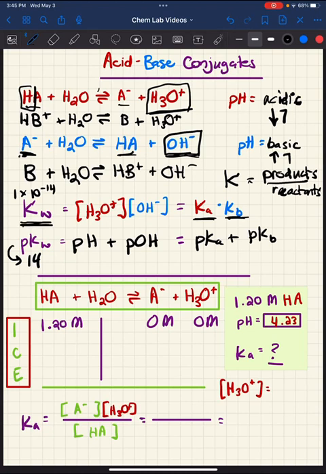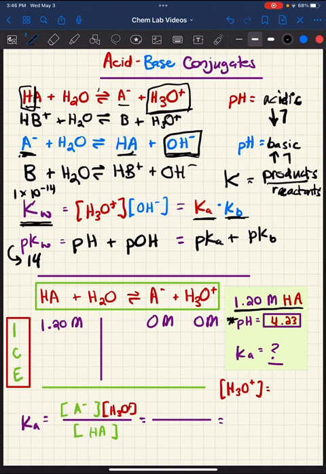All right, with that information, we can move on to a sample problem that is similar to what we will do in lab. Let's say you have prepared a weak acid solution at a concentration of 1.20 molar, and you measured the pH. I'm going to put a star because this is a measurement. The pH that you measured was 4.23.